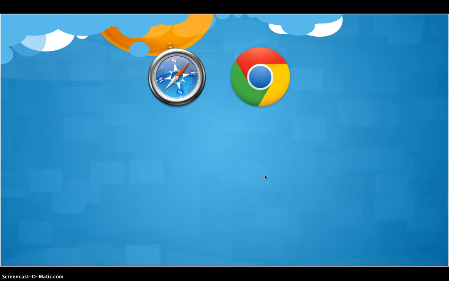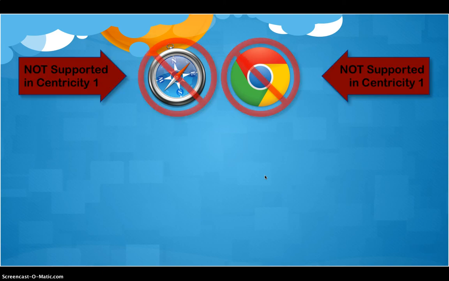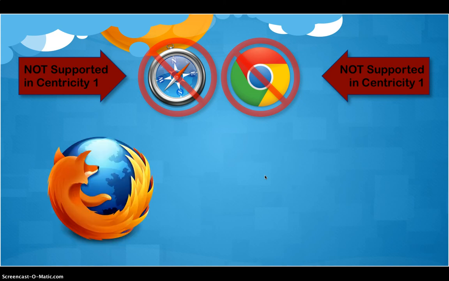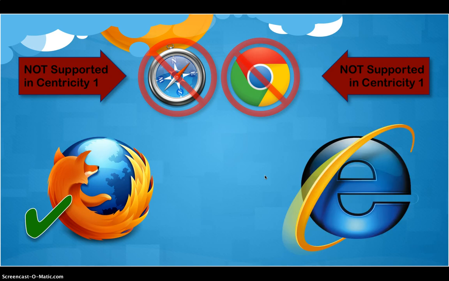You have to look for a browser that is accepted in both Centricity 1 and Centricity 2. So if you take a look at Safari or Chrome, neither of these were invented back in the earlier days of Centricity 1 or Centricity 2, or Safari was just starting. It was just a twinkle in the developer's eye at the time, but Centricity 1 did not support Safari, and obviously it did not support Chrome at the time. So browsers that are supported, however, include Firefox and also Internet Explorer.